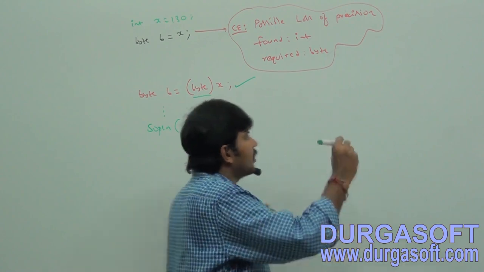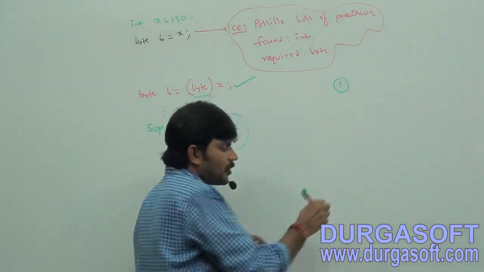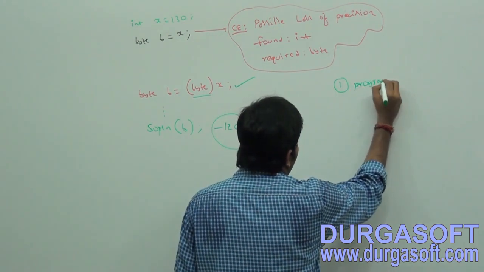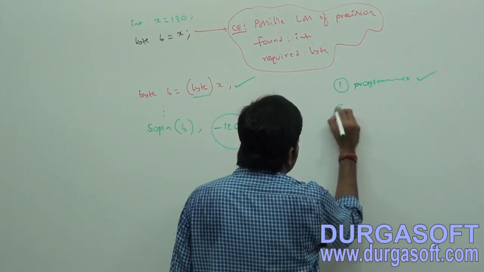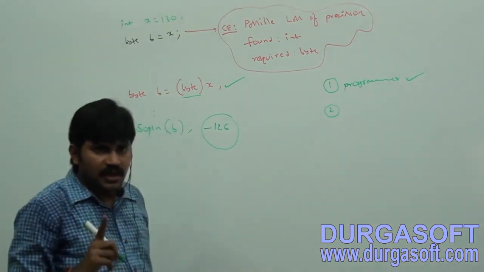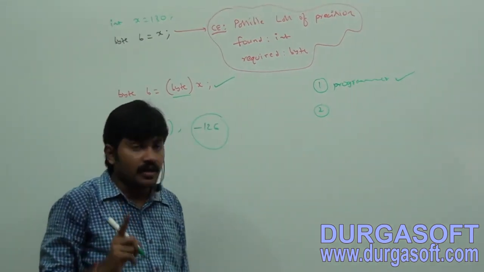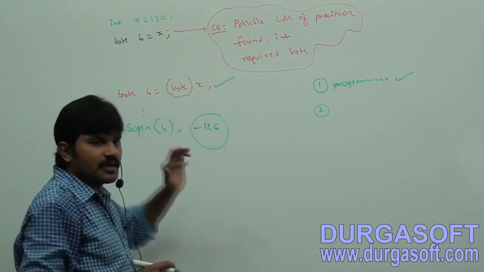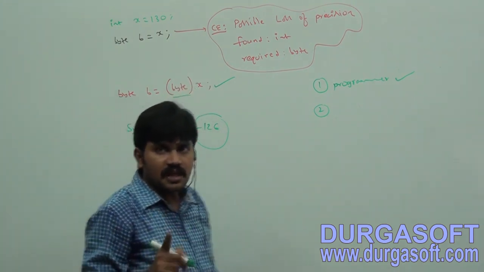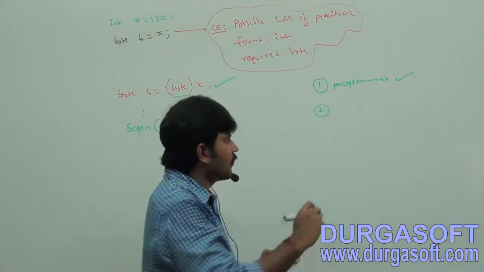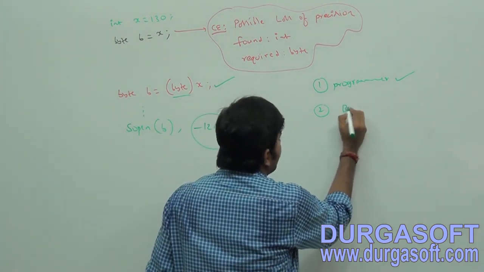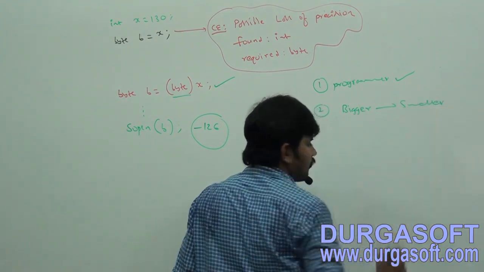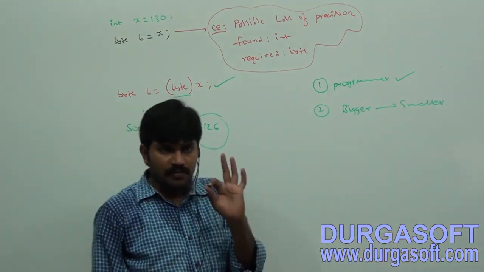So first point: who is responsible to perform explicit typecasting? The programmer is responsible. Second, when will explicit typecasting be performed? Whenever we are assigning a bigger data type value to a smaller data type variable, explicit typecasting will be performed.